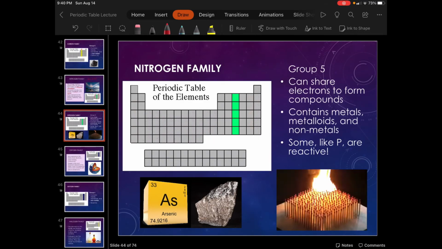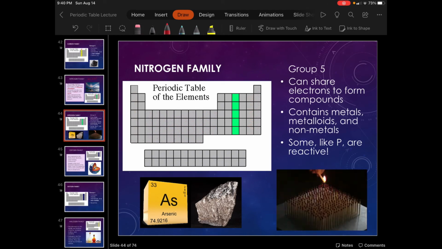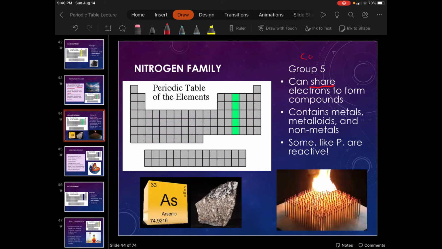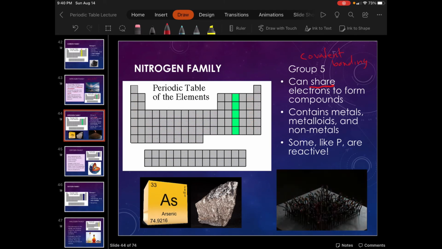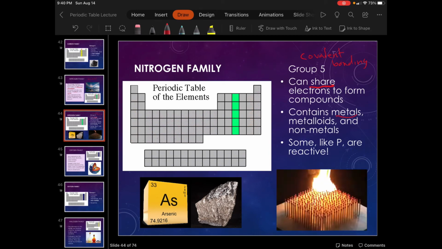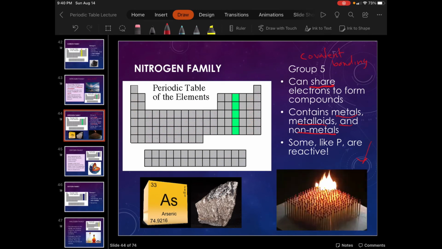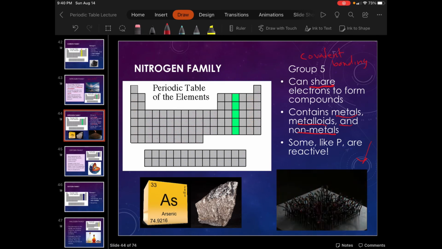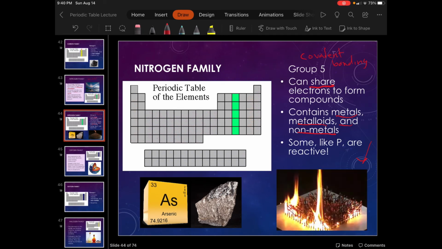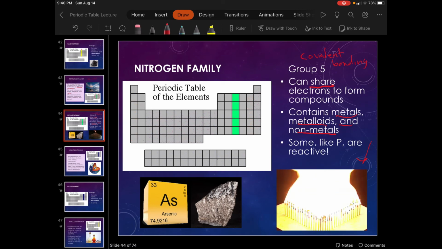Nitrogen can share electrons to form compounds. Remember, when we talk about sharing electrons, we're talking about covalent bonding. Covalent bonding shares electrons. So the nitrogen family is all about covalent bonding. It contains metals, metalloids, and nonmetals. Some, like phosphorus, are very reactive. We see phosphorus reacting down here in a group of matches. Phosphorus is a reason why matches smell the way they do.